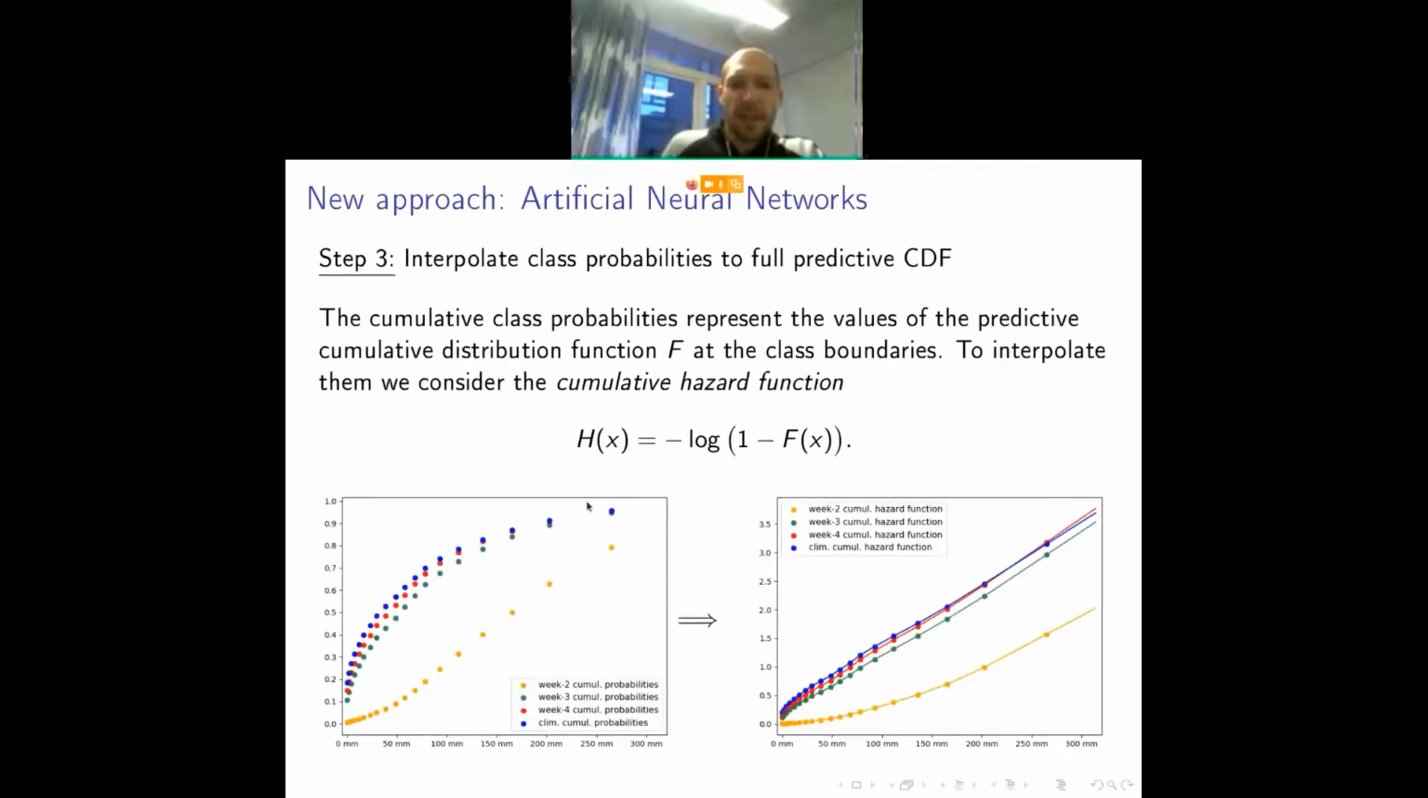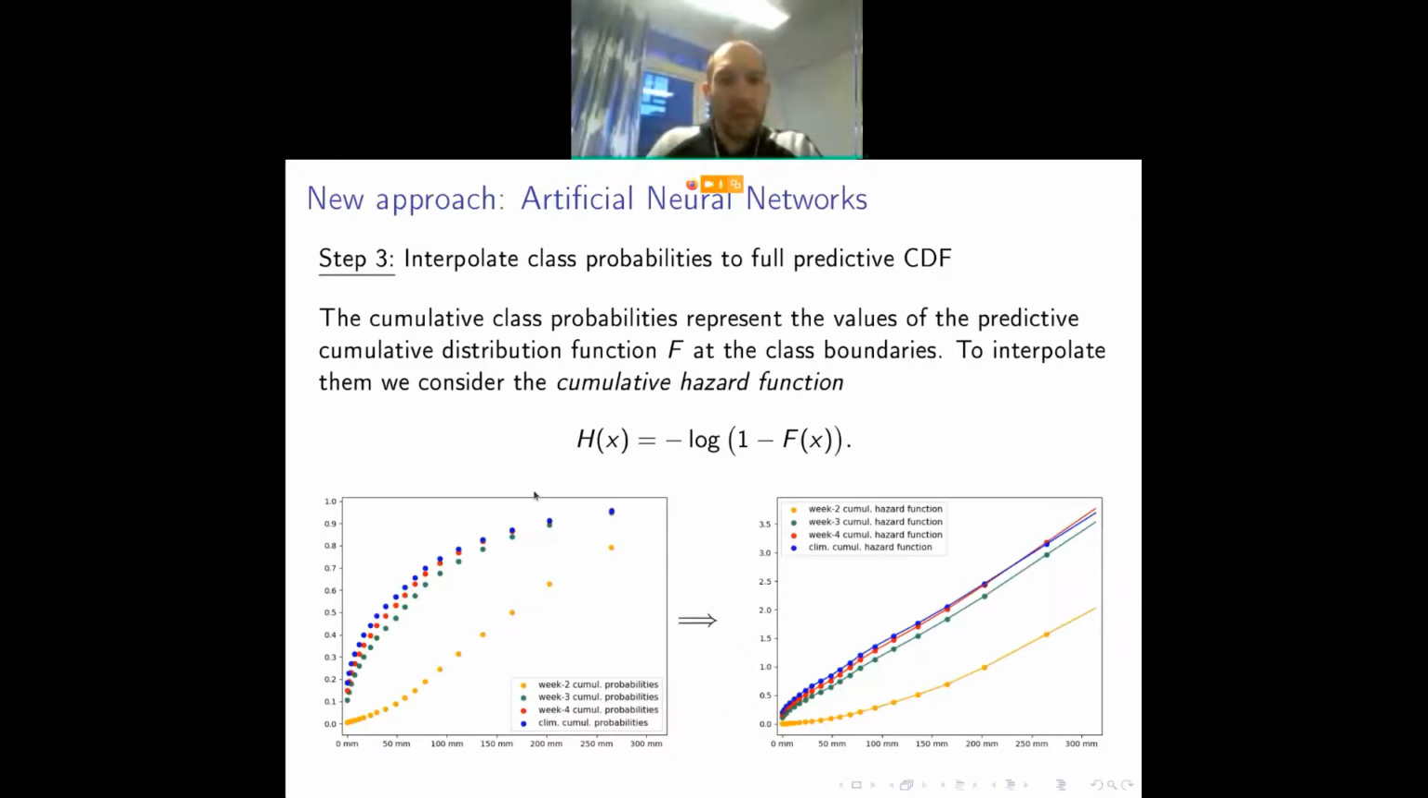The next step is now to turn these class probabilities, which have been convenient and useful for statistical purposes, but are kind of hard to interpret because they depend in weird ways on the location and on the local climatology, back into a full predictive distribution from which we can derive any quantity we like. And we found that very basic linear interpolation can be used.